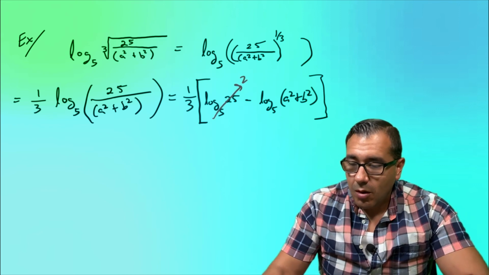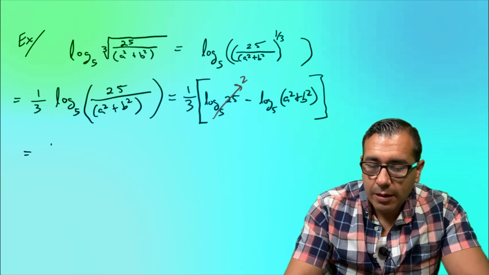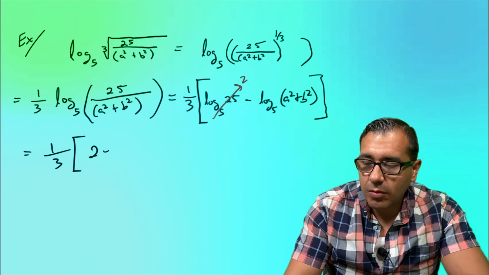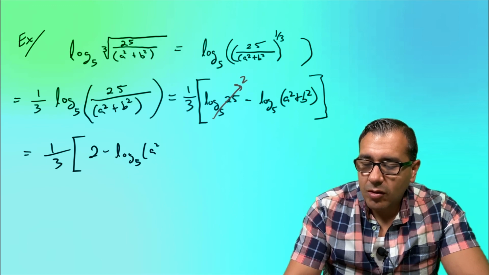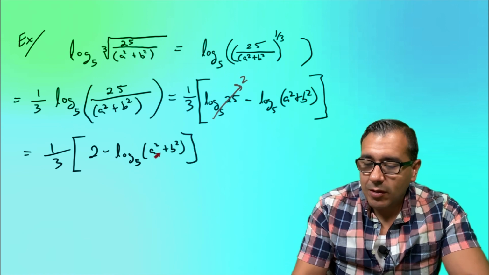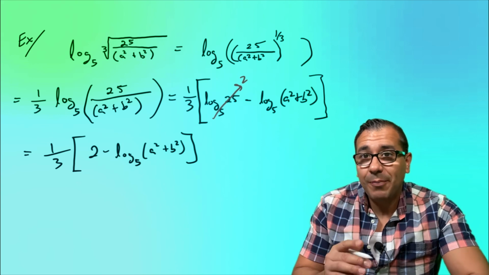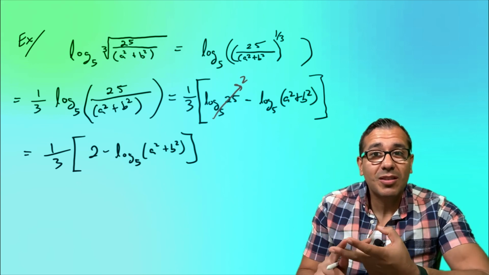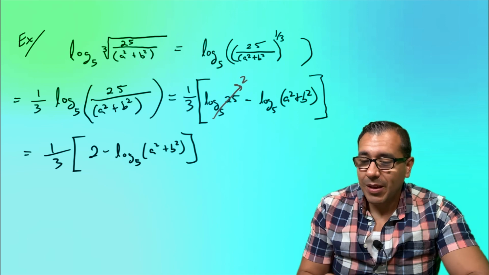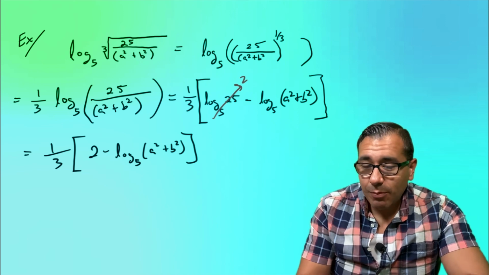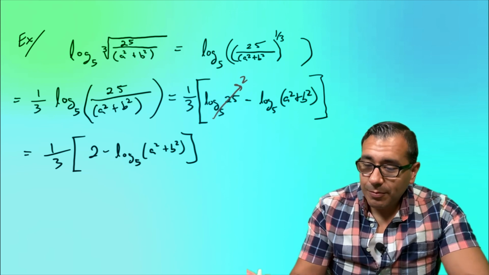So we are left with 1/3 times the quantity 2 minus the log base 5 of a squared plus b squared. And again, no, we cannot separate that a squared and b squared into 2 logs. If they were being multiplied, we have a property for that. We don't have a property for addition and subtraction inside our argument, right? So now, last step, we're going to multiply by 1/3. So let's finish that off.